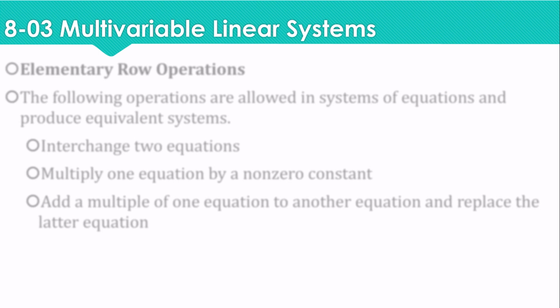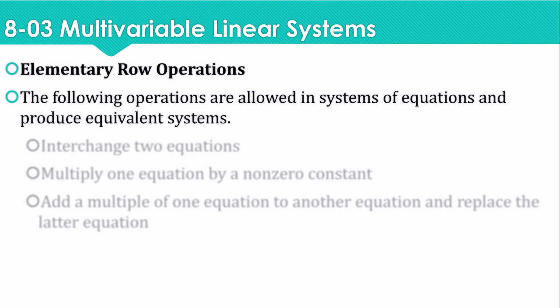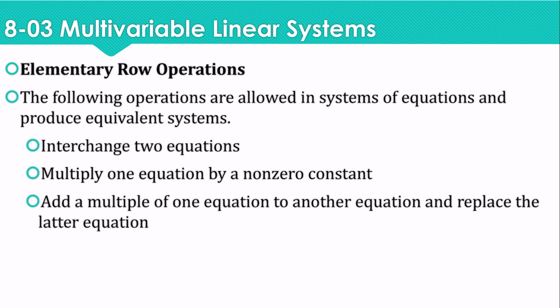We can put a system of equations into row-echelon form by using the elementary row operations. So, these are the allowed operations. You can interchange two equations, so you can just flip-flop them, trade places, but obviously won't change any values. You can multiply one equation by a non-zero constant, so we're just multiplying both sides of one equation by the same thing. And you can add a multiple of one equation to another equation and replace the latter equation. So you can add two equations and replace one of the equations with the result.